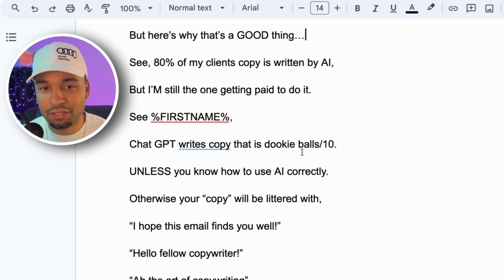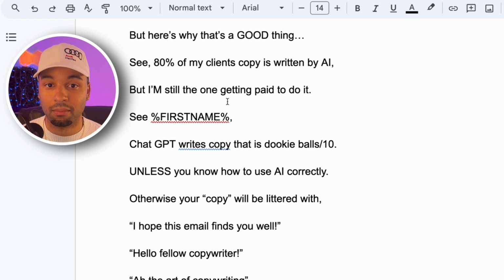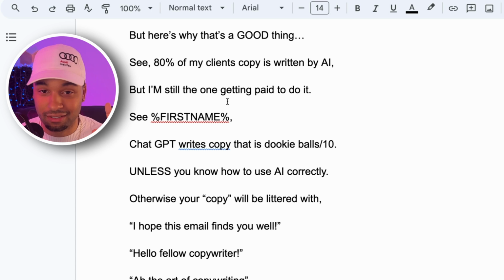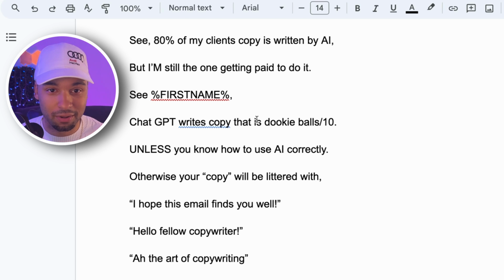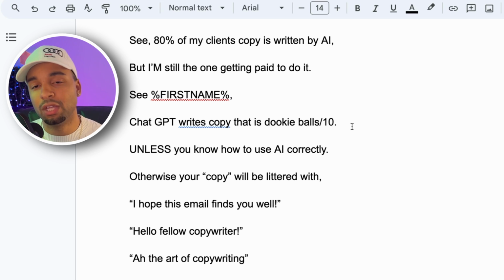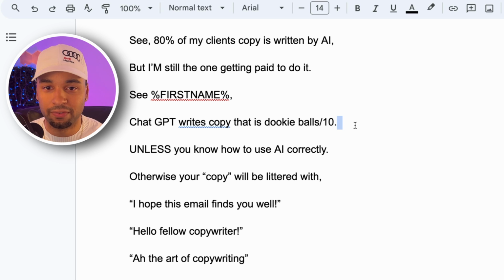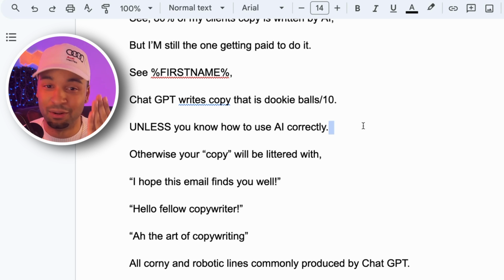See, 80% of my clients' copy is written by AI, but I'm still the one getting paid to do it. That's facts. That's true. This is a true email. It's a true story. "See, first name, ChatGPT writes copy that is complete dookie balls out of 10." This dude's spitting facts right here. I don't know who wrote this, but he's spitting facts.